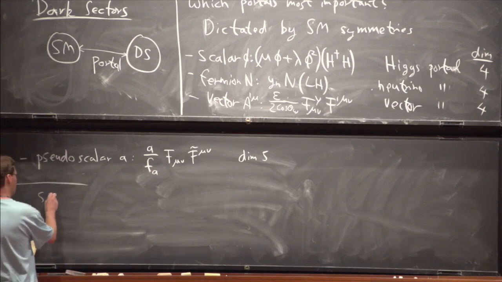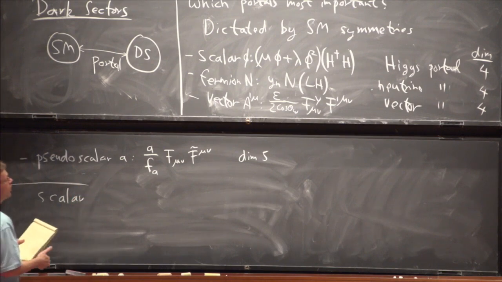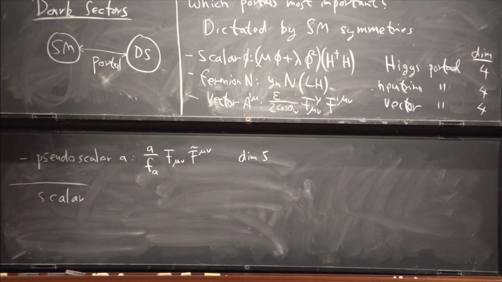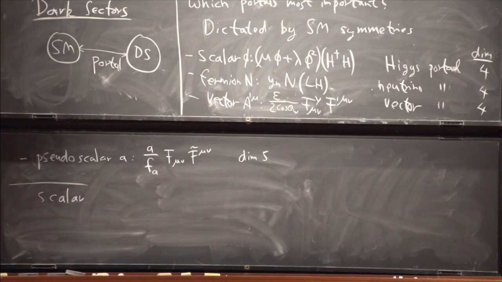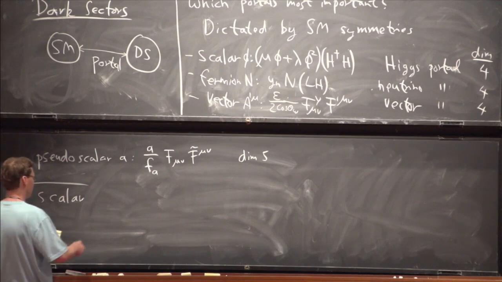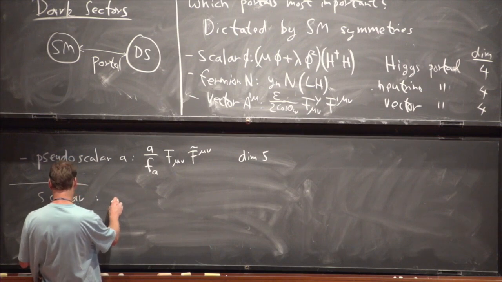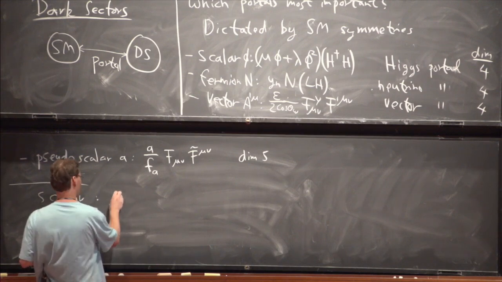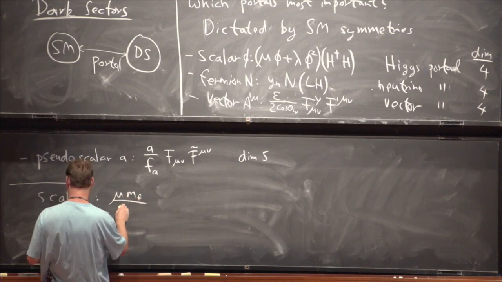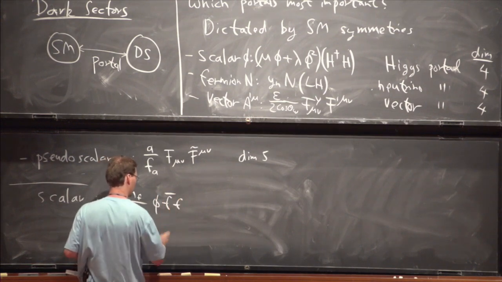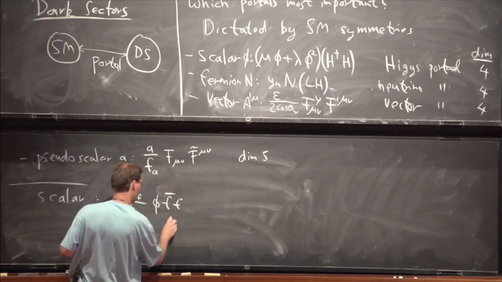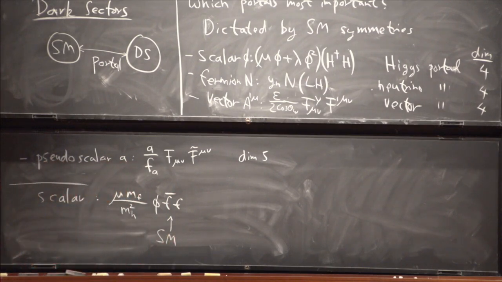Okay. For the scalar, let me make some comments still. Take what I've written there, mu phi plus lambda phi squared h dagger h, and ask what the connection of phi is to standard model fermions. That comes from the Higgs mixing. What you get from that operator is an interaction between phi and standard model fermions with a coefficient of mu times m_f over m_h squared, where the f's are the standard model fermions.